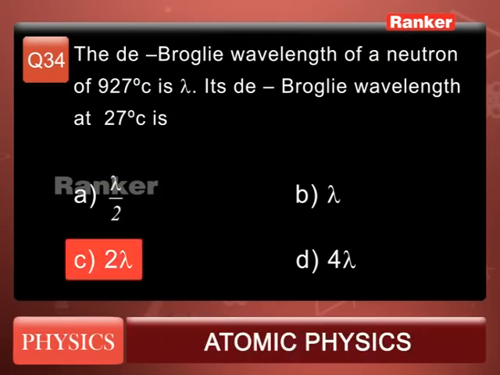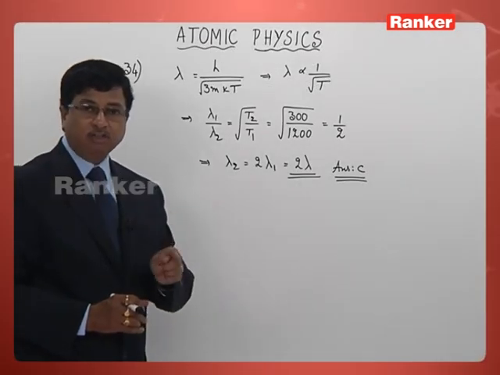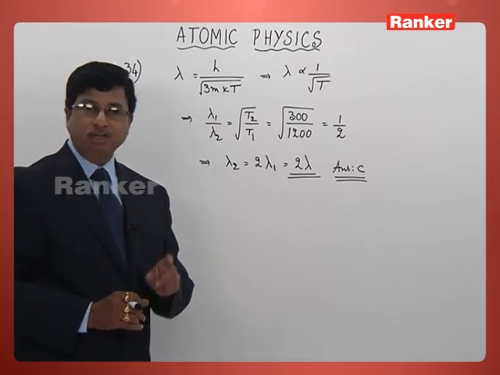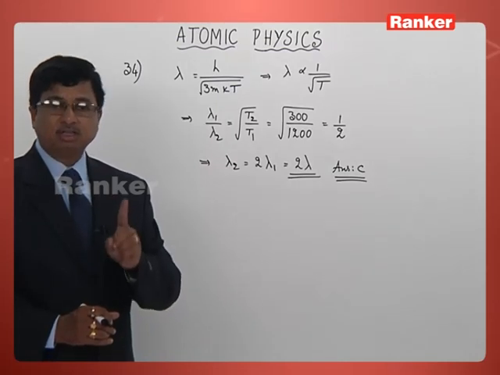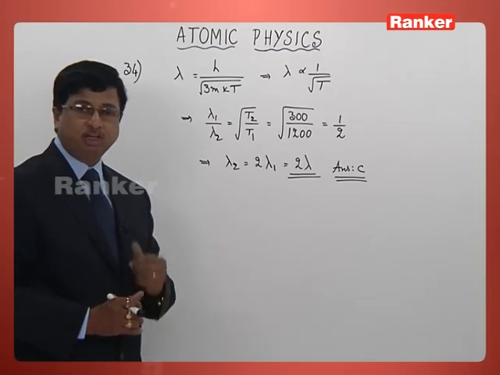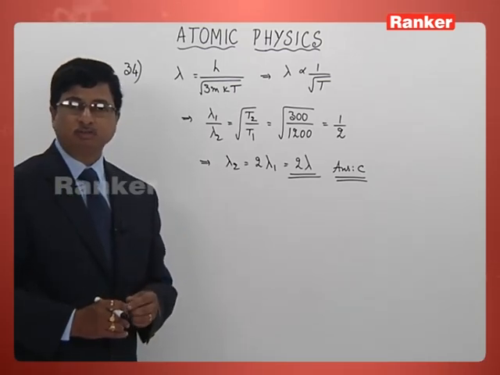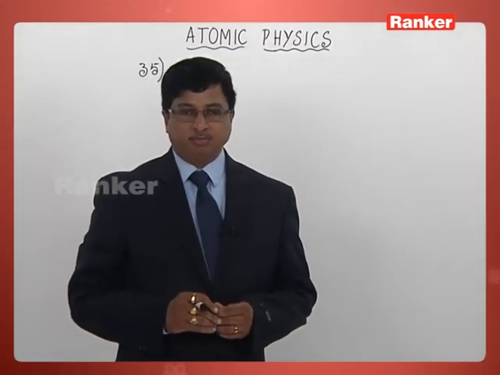Therefore, we can write directly the answer for this one is simply, see now for us, that is the concept. The de Broglie wavelength of a neutron is inversely proportional to the square root of absolute temperature. That is the concept you have to remember for solving this type of problem. That is given as the 34th for us.